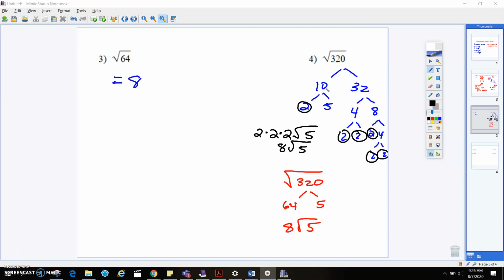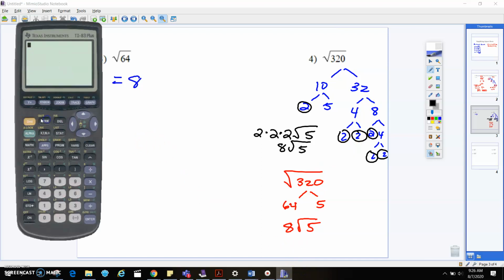All right, so on number 3, we know that 64 is a perfect square. And if you type this into your calculator, it's going to give you that answer. So, for instance, if I hit second x squared and type 64, close parentheses, and hit enter, I'm going to get 8. So, when in doubt, put it in your calculator, and if it gives you a whole number, guess what? You're done. On number 4, if we type this into a calculator, we're going to get the square root of 320, a long decimal.